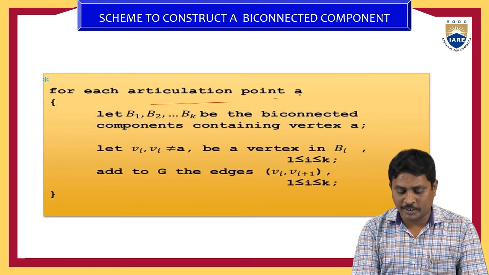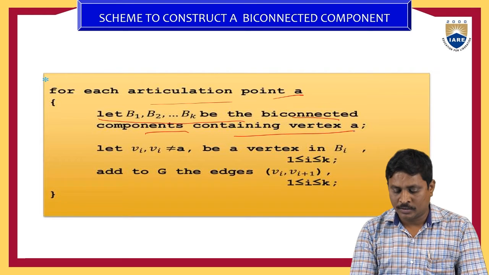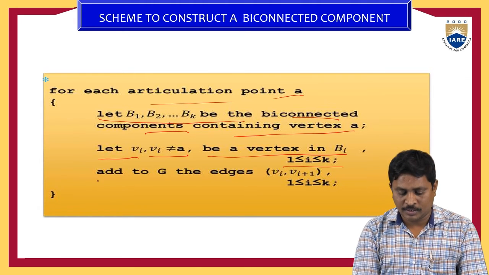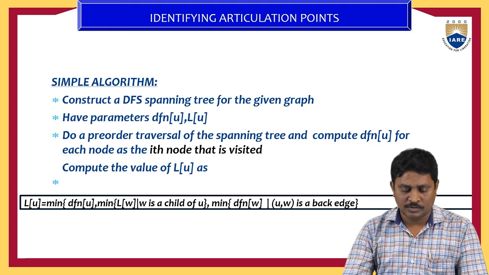For each articulation point A, let B1, B2, ..., Bk be the biconnected components containing vertex A. Let Vi, where Vi is not equal to A, be a vertex in Bi, 1 less than or equal to i less than or equal to k. Add to G the edges (Vi, Vi+1), 1 less than or equal to i less than k. So, a simple algorithm.